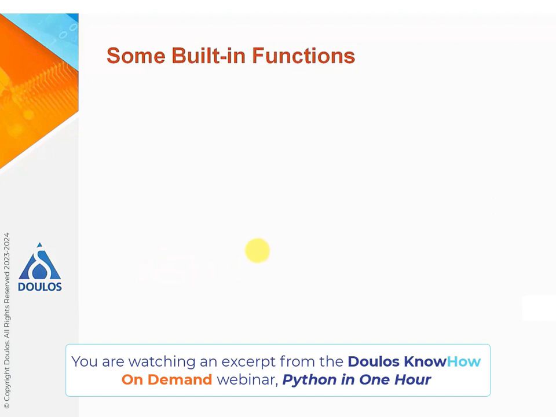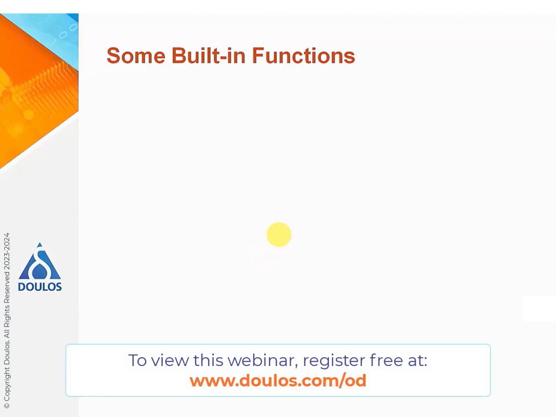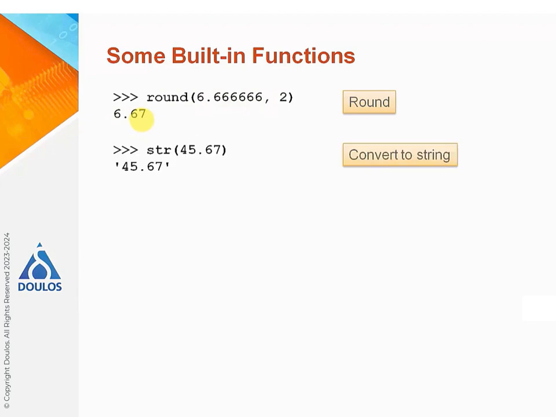Python then contains a whole range of built-in functions. There's lots and lots of very useful built-in functions. I'll just show you a few of the most useful ones. The round function is used to round floating point values. So here we're rounding the value of 6.66 to 2 decimal places, returning 6.67. The str function can then be used to convert any value into a printable string. So here we're converting a floating point value into a string representation. And if you literally type str 45.67 in at the Python shell, you'll see this string being returned.